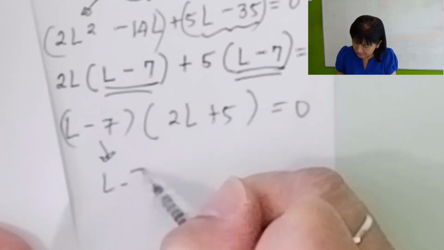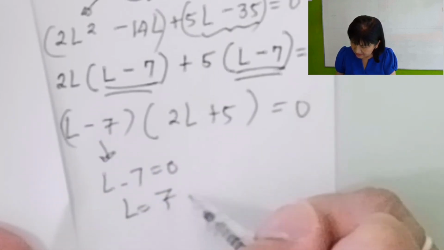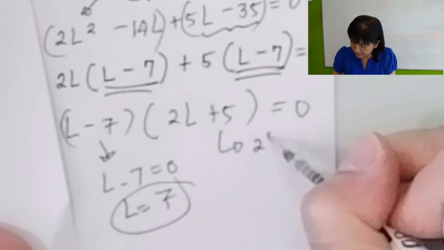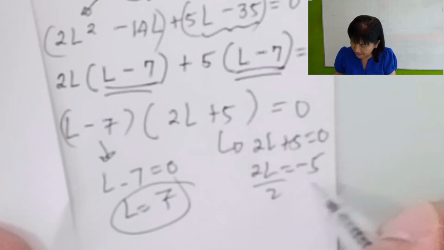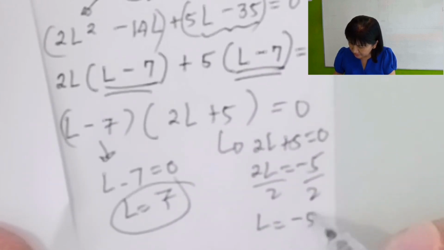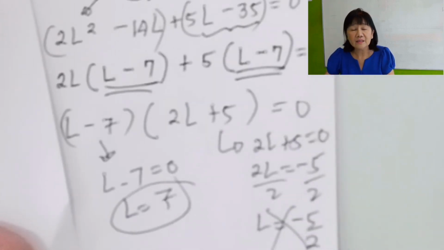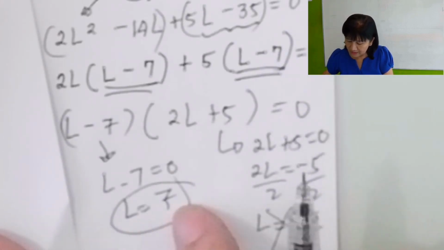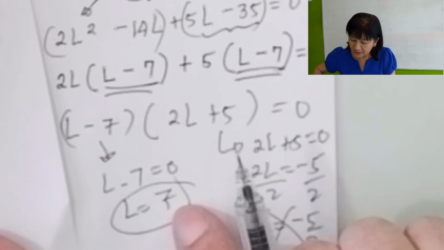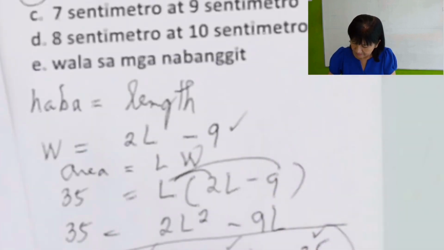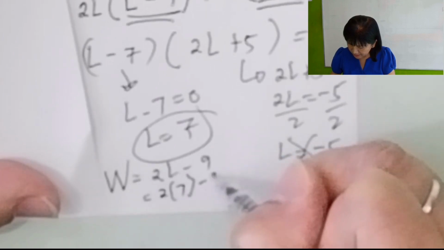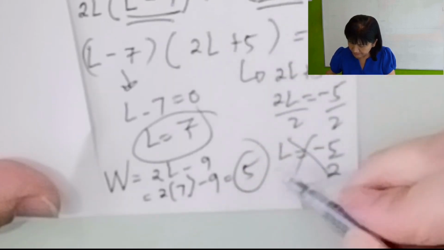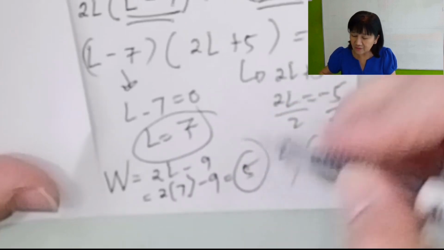Equate this to 0. You get L is 7. Ta-da! Here you have 2L plus 5 equals 0. This will give you a negative 5 halves. No, no, no. You cross this out. Why? You can't have a negative length. So L is 7. If your L is 7, the width is 2L minus 9. So 2 times 7 is 14, minus 9, you get 5. That's the width. 7 times 5 is 35.